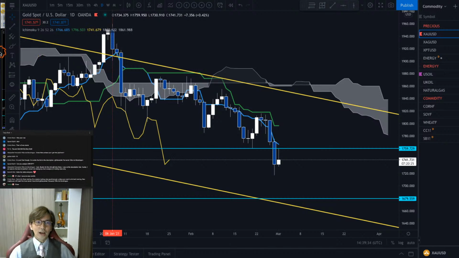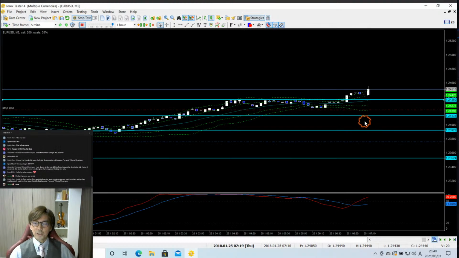Oh, that was FT4, Forex Tester 4. This is a backtesting tool. This is not a real chart, but this is backtesting. So this was a chart back in 2018 on euro dollar.